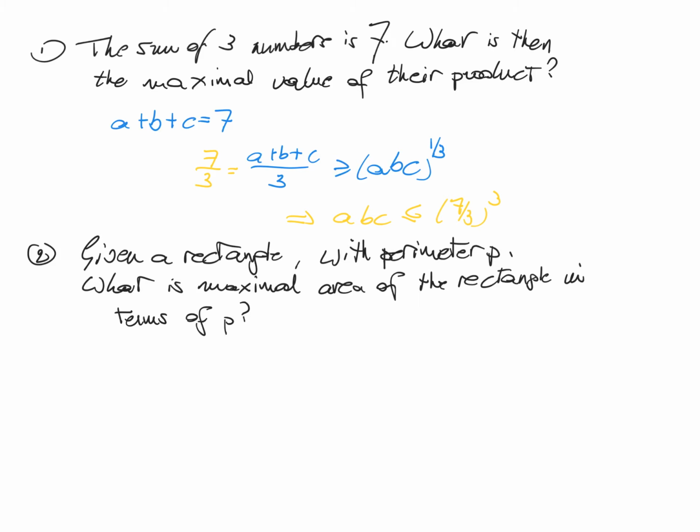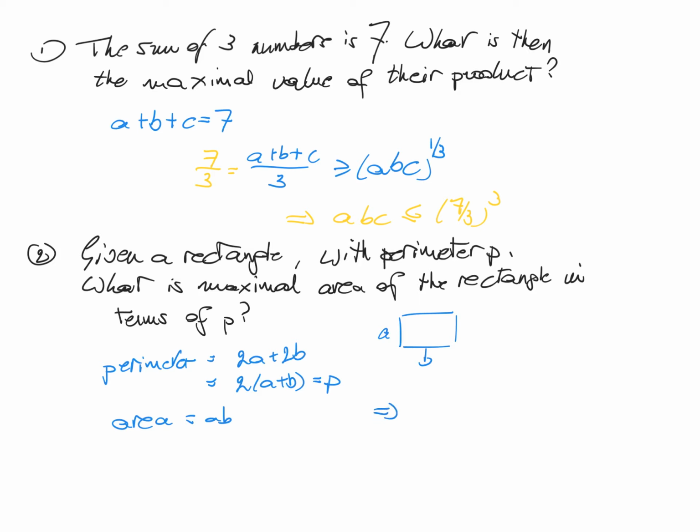So again, we have to link a product with a sum. So the AM-GM inequality always links a product with a sum. If we look at the rectangle, we can say that one of the sides is A, the other side is B. We know then that the perimeter is 2A plus 2B, so it's A plus B times 2. And we know that the area is A times B. So we have on the one hand the perimeter P, 2 times A plus B, and on the other hand the area AB. We know that the perimeter is equal to some fixed number P.